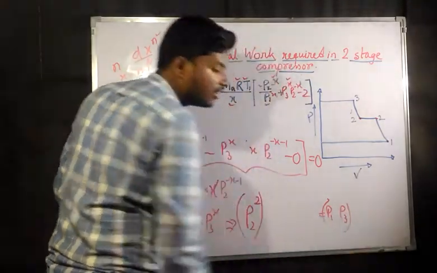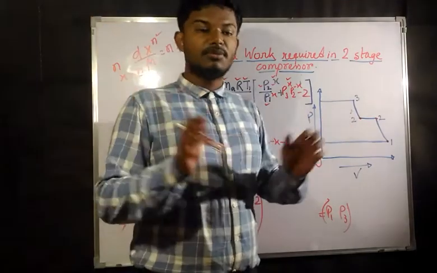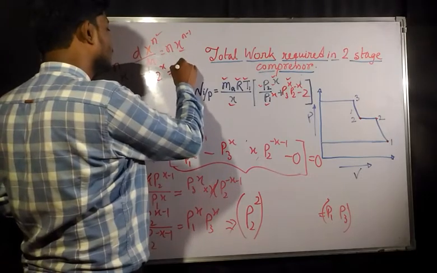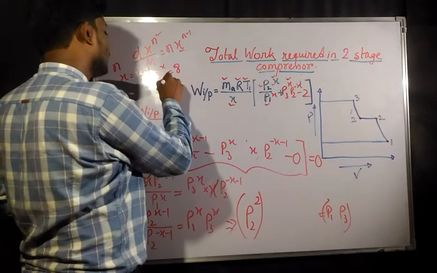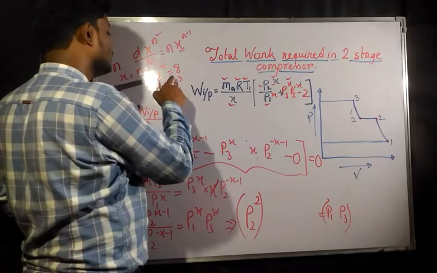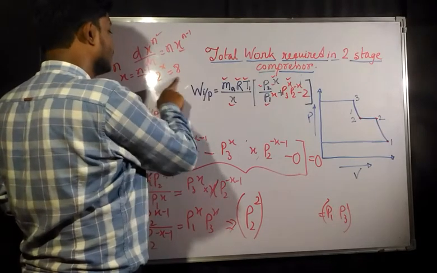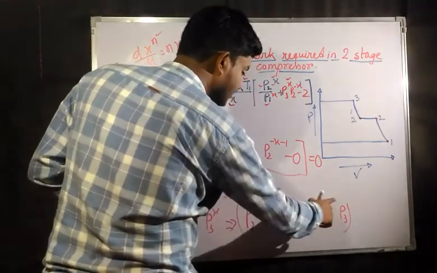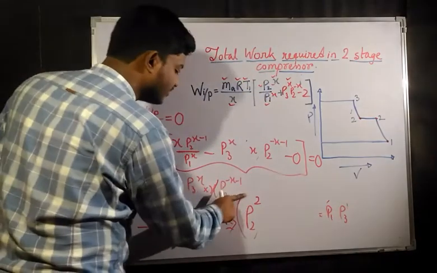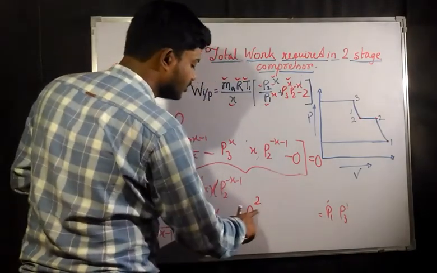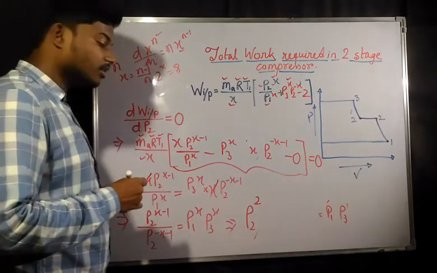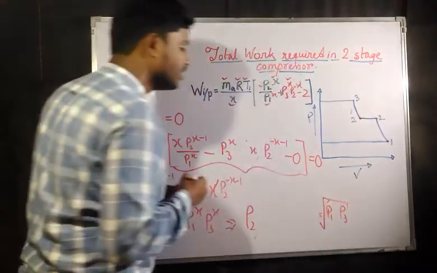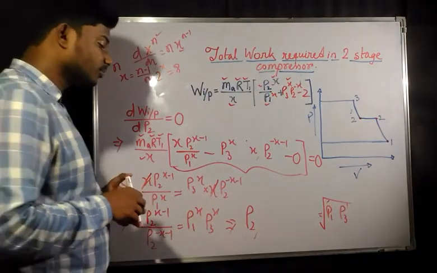Because if the powers are the same, say 2 to the power x is equal to 8, then 2 to the power x is 2 to the power 3, so we can set x equal to 3. So we can erase the x's here. After erasing the x's, p2 square equals p1 into p3. Now if you remove the square, it is going to be root over p1 into p3.